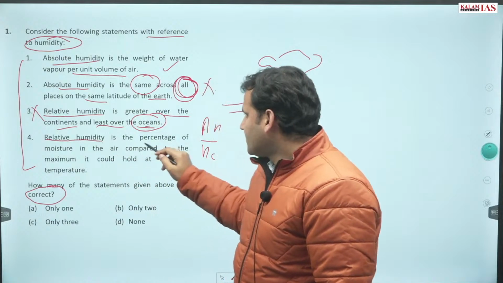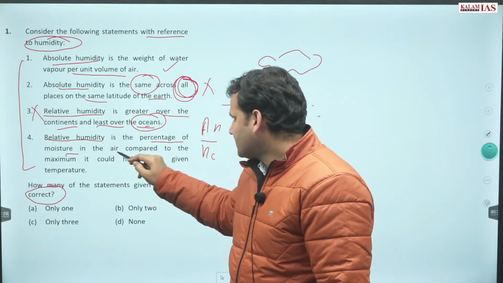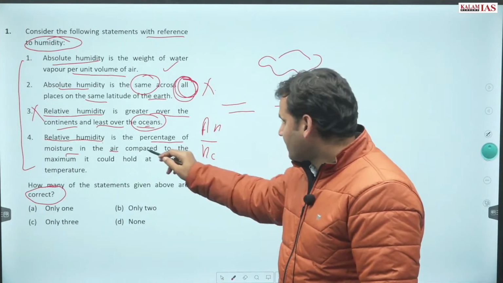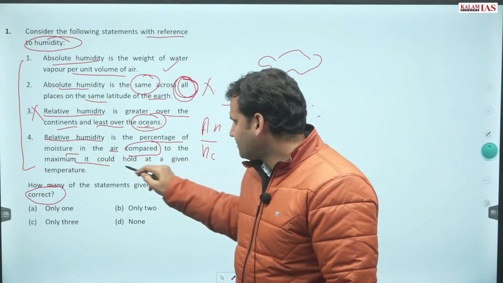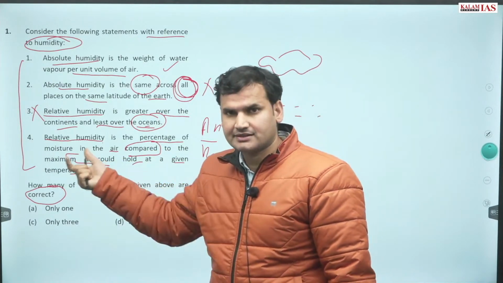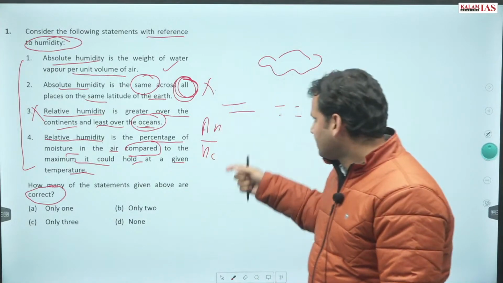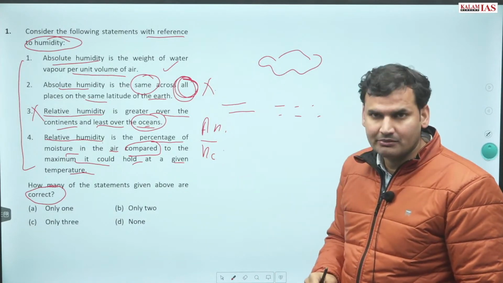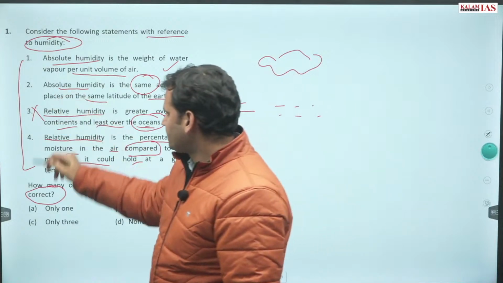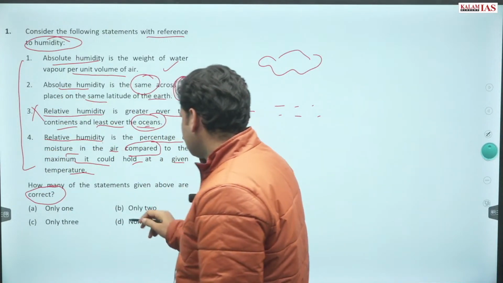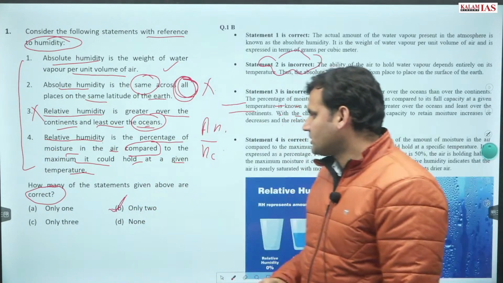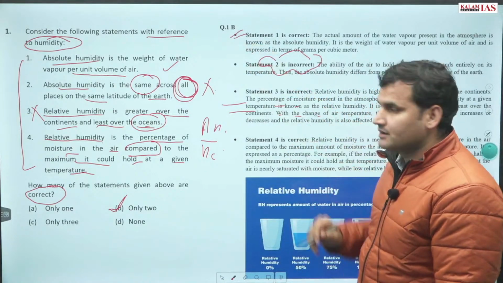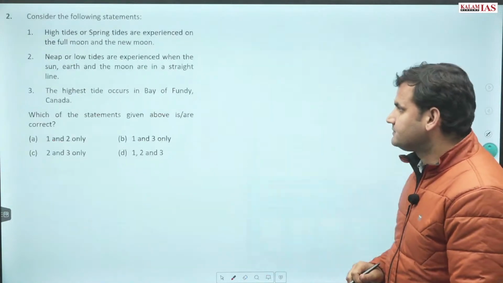Next is relative humidity is the percentage of moisture in the air compared to the maximum it could hold for a given temperature. Yes, this is true. Absolute humidity upon humidity capacity. So over here we have two are correct. The correct answer would be option B. I hope this is clear.